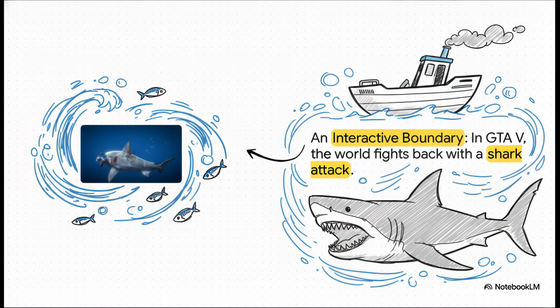But this is where things get really, really clever. The interactive boundaries. Take Grand Theft Auto V. You can steal a boat and head out to sea. There's no invisible wall waiting for you. But if you go too far, your engine mysteriously stalls. And if you decide to swim for it, hello, shark. See? The boundary isn't a wall, it's a story. It's a consequence built right into the world.